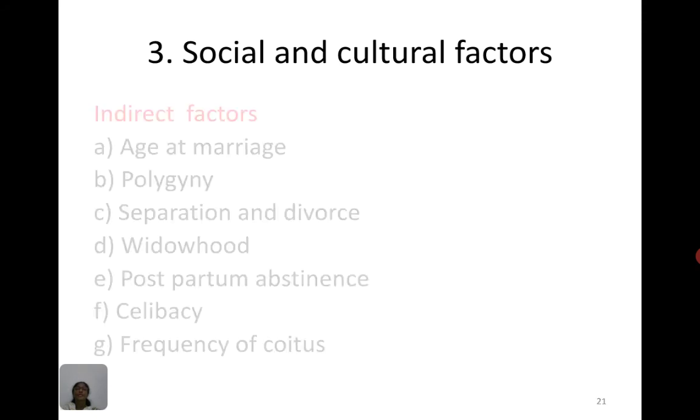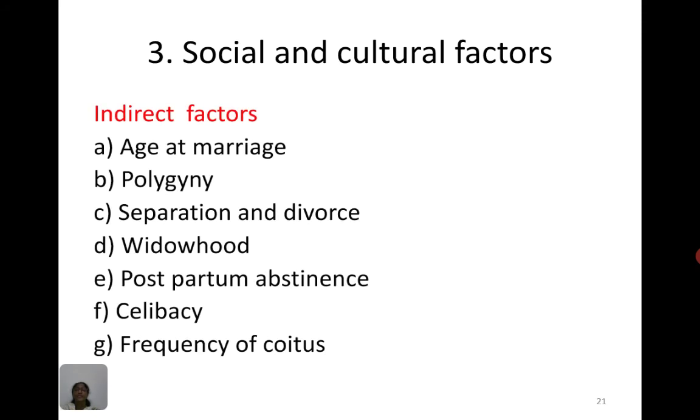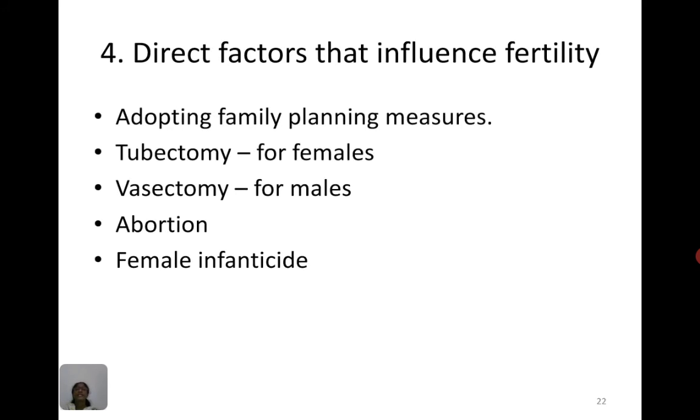Now let's see social and cultural factors. Age at marriage, polygyny, that is plurality of wives, then separation and divorce, widowhood, postpartum abstinence, celibacy, frequency of coitus. These are some of the indirect factors that affect fertility. Now let's see the direct factors which influence fertility. Adopting family planning measures, tubectomy, vasectomy, abortions, female infanticide. These also affect fertility.